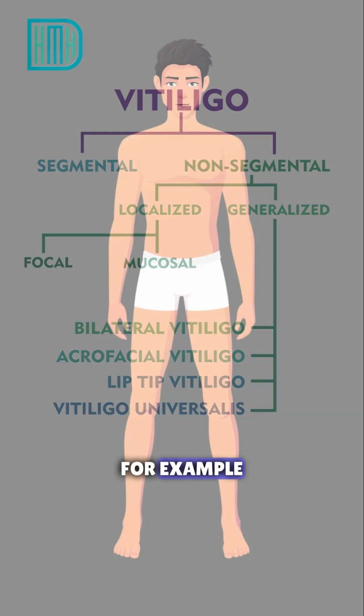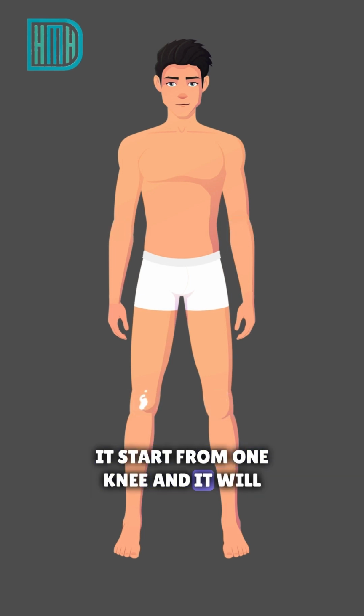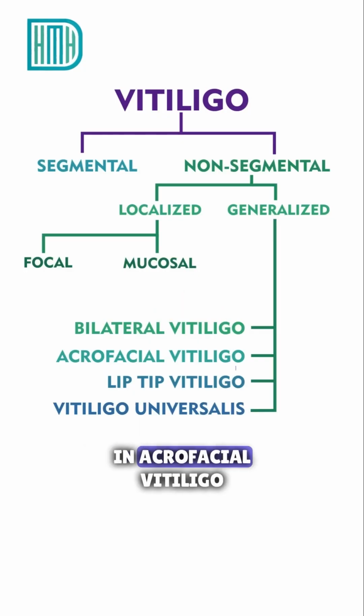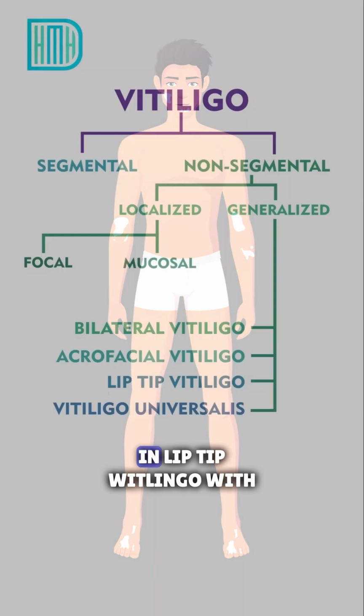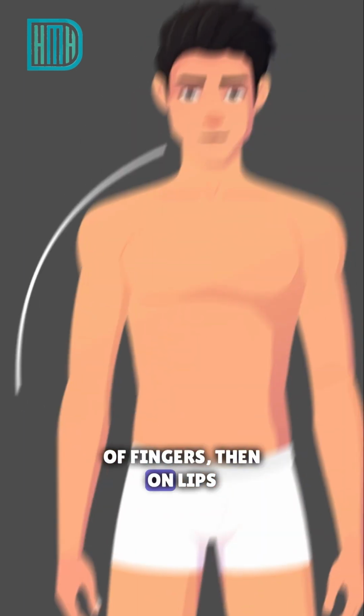Bilateral vitiligo, for example, occurs in both elbows or on both knees. It starts from one knee and will go to the other knee. Same body part on both sides. In acrofacial vitiligo, vitiligo is seen on the face, hands, and feet. In lip tip vitiligo, vitiligo is first seen on the tips of the fingers, then on the lips.